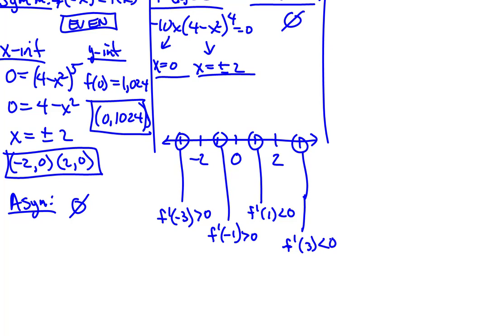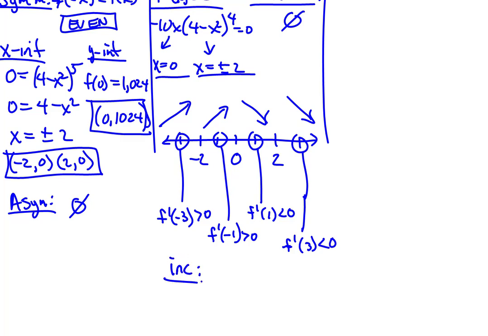Given what we understand about the relationship between the sign of the derivative and the increasing, decreasing nature of our function, we could summarize and say it's increasing to the left of negative 2. It's also increasing between negative 2 and 0. It's decreasing between 0 and 2, and also decreasing to the right of positive 2. Now that could also help us understand where any local extrema might occur. So let's start putting all this stuff down.